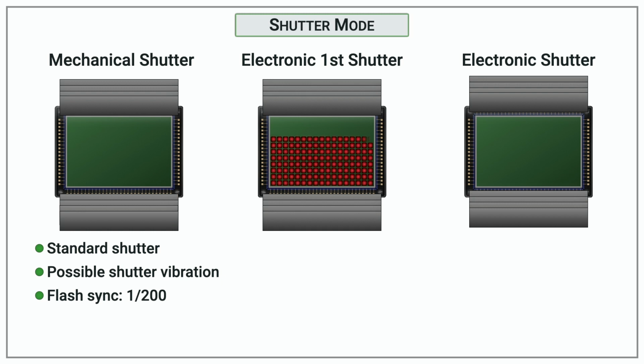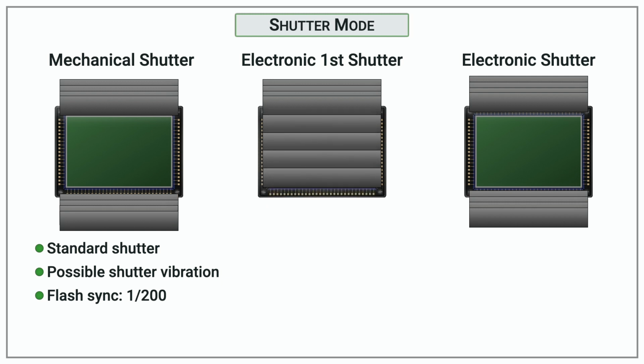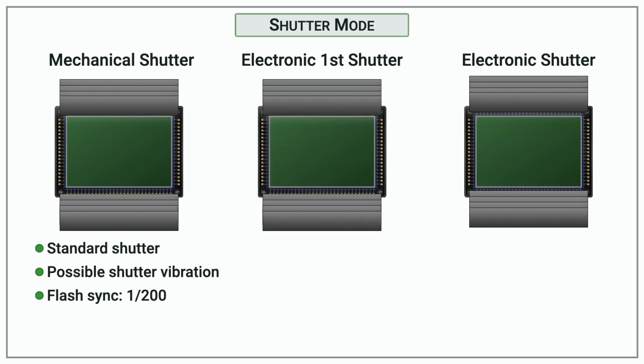The electronic first shutter starts the exposure, and then the mechanical shutter stops the exposure. This is going to be good for a lot of types of things. This is going to give you 1/250th of a second flash synchronization, which is the fastest you can get with the camera with a TTL system.